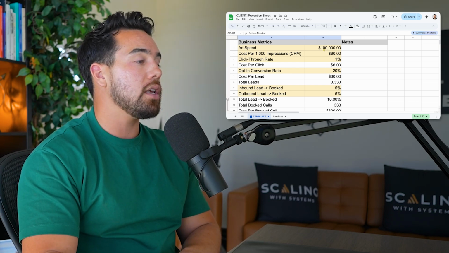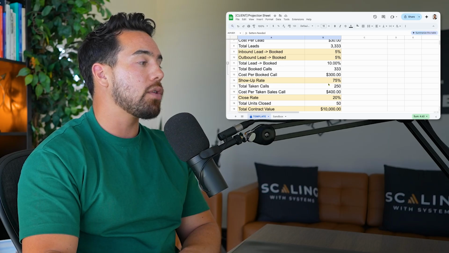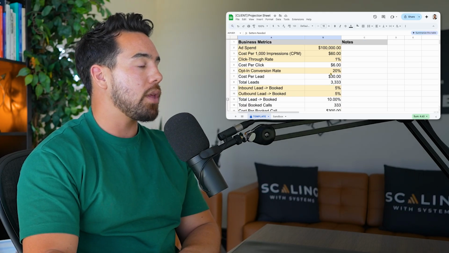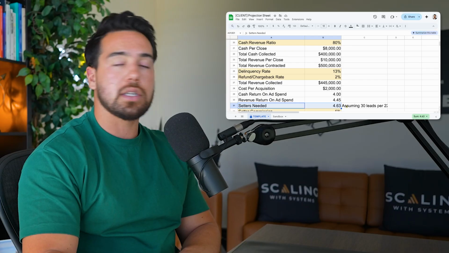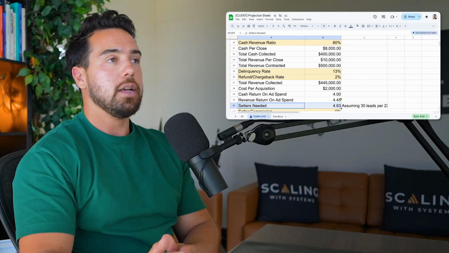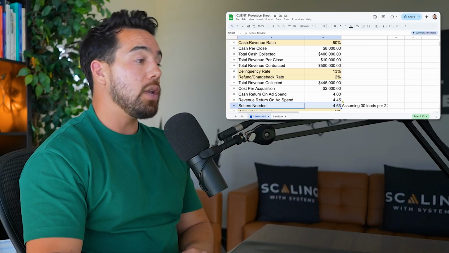And so you're going to have to increase the amount of ad spend, which means you're going to increase the amount of leads, which means you're going to have to increase the amount of setters. So in this example here at $100,000 in ad spend, the number of setters that we need is 4.63, which you can't, unfortunately, get half of a person. I'd love to. That could probably save me some money in payroll. And so you need to get 5 people.